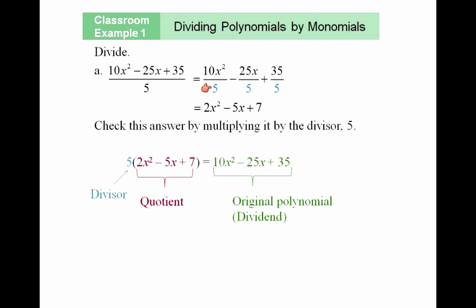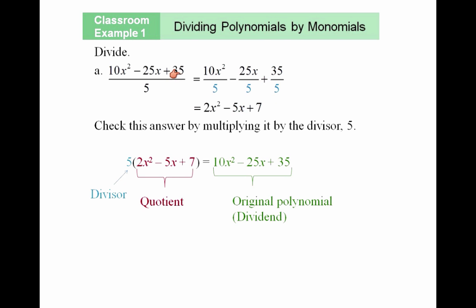Then we just simply reduce this. 10 over 5 would be 2. So the first term turns to 2x to the power of 2, minus 25x over 5. That results in minus 5x. And finally, plus 35 over 5 would be equal to 7.